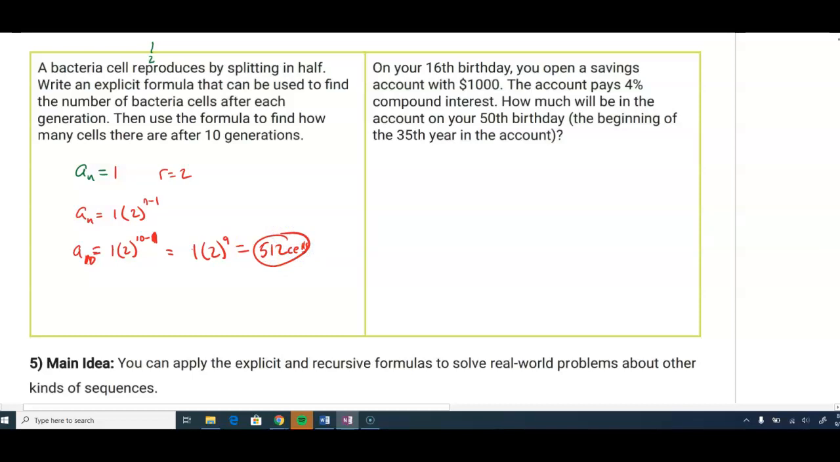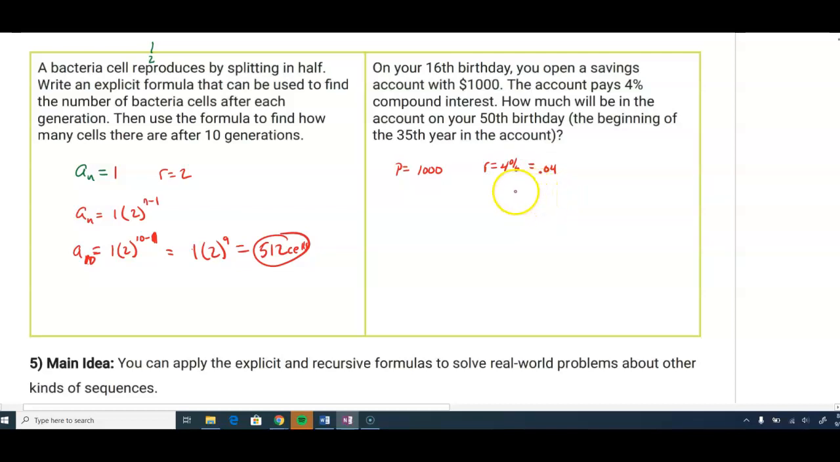Okay? Now the next one. On your 16th birthday, you open a savings account with $1,000. So right away your principal or your initial amount is $1,000. The account pays 4%. So our rate is 4%, but that's 0.04.